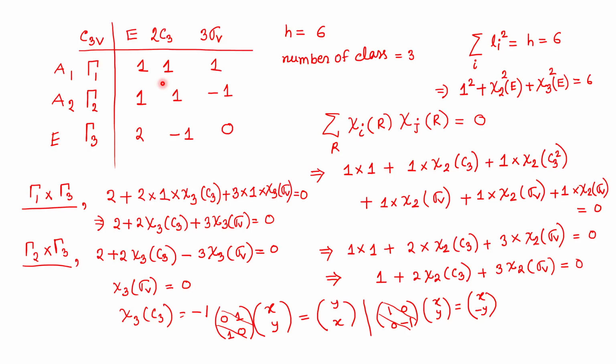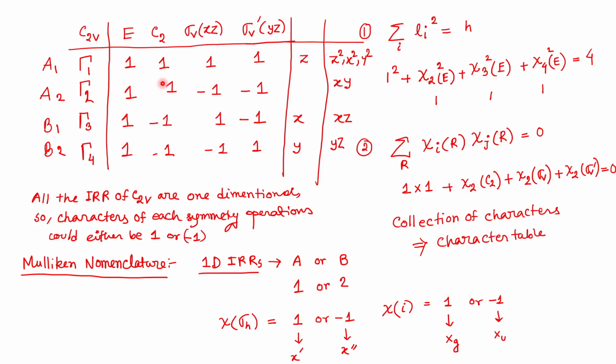But the difference between C2v and C3v is that for C2v, all the irreducible representations were one dimensional. But for C3v, we are first introduced to a two-dimensional representation. And not only that, in this character table, on this side you can see these are bases, x, y, z. How x, y and z transform along these individual symmetry operations leads to which symmetry species they belong to.